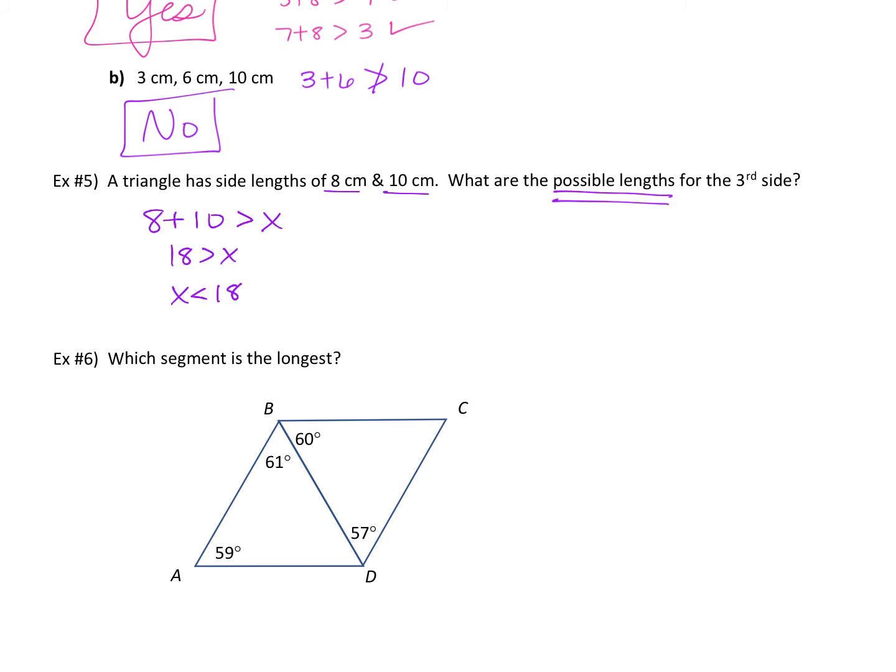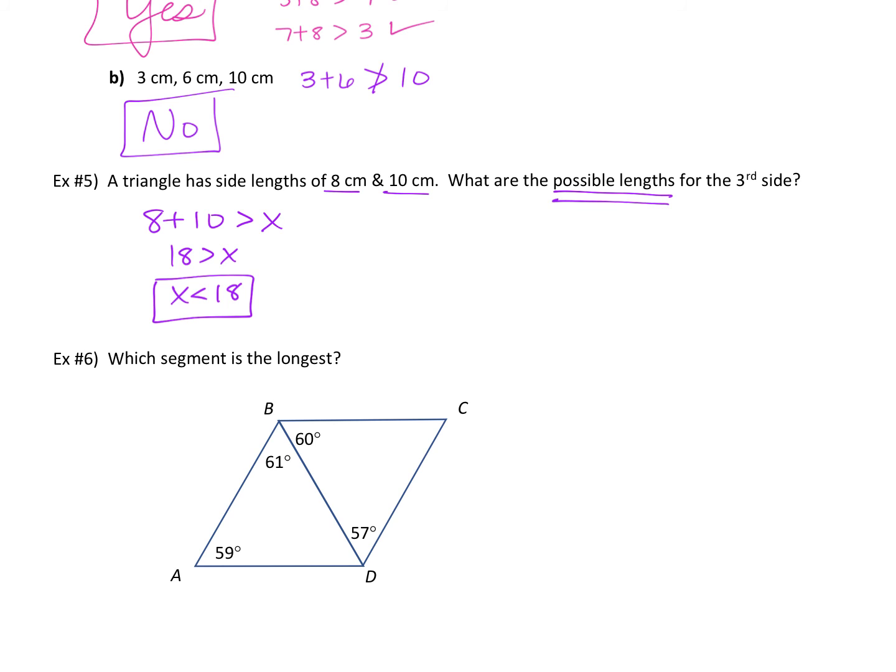Okay, so if we're saying it's less than 18, we're saying it's greater, 3 would work, right? So we're actually going to say it's greater than 2, because anything greater than 2, 2.5 would also work. So anything greater than 2, that doesn't include 2 and it doesn't include 18. Here's how you figure it out, okay?